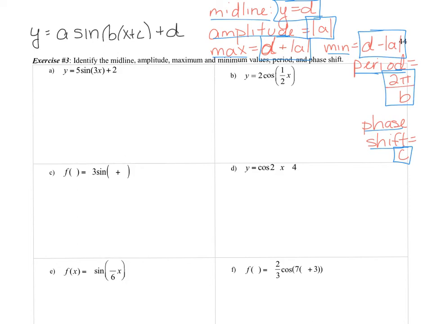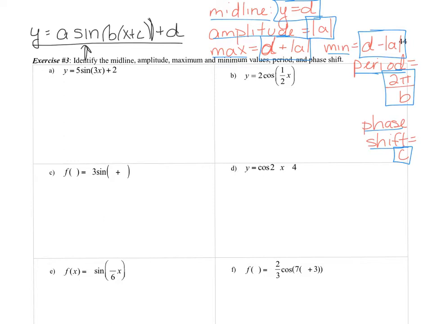Okay, so to start this video, I put all of the formulas we learned on the previous page. So here's our general form. This could be either sine or cosine, it doesn't matter. Basically, the only difference would be their y-intercept, their starting value. We know that they have the same qualities. So over here are all of my formulas. Here it says identify the midline, amplitude, maximum, minimum values, period, and phase shift for each of these graphs.